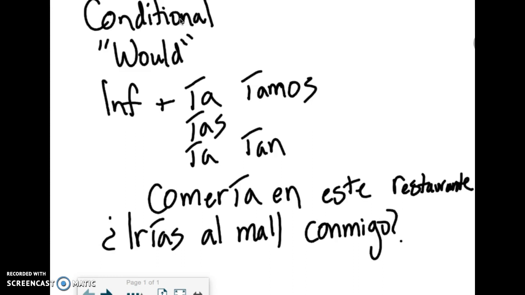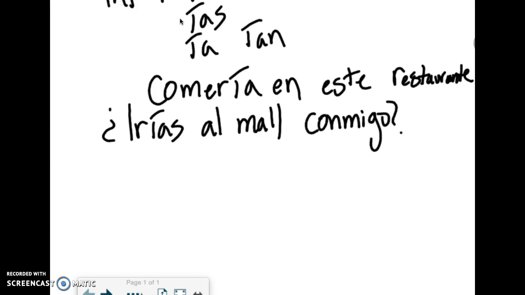Excelente, excelente. Una más. Let's do one more together. Would we? Give me something not in the yo form, not in the tú form. Would you all? Would they go to school? Would they go to college in Ohio?